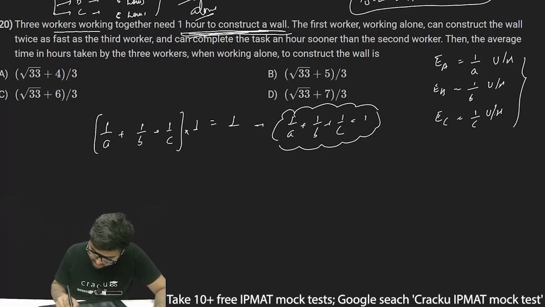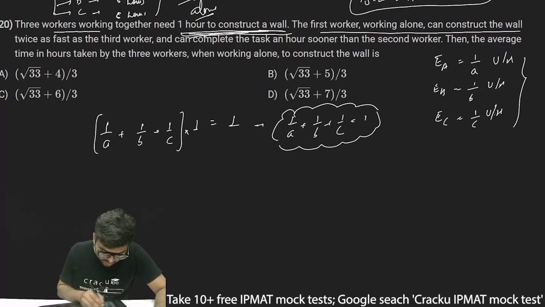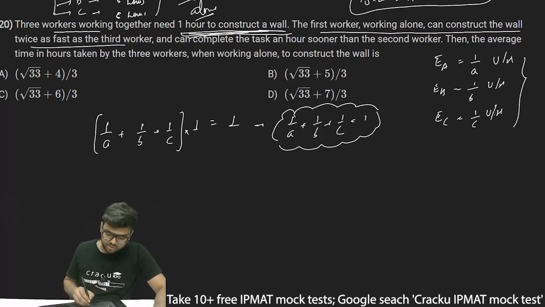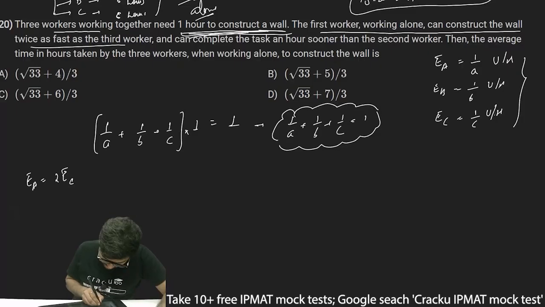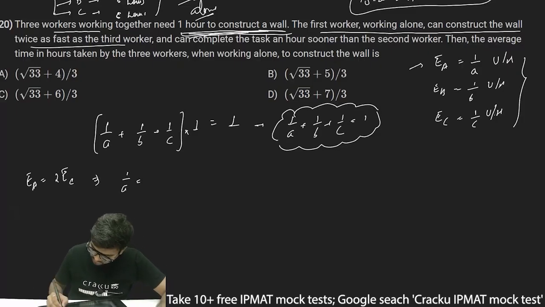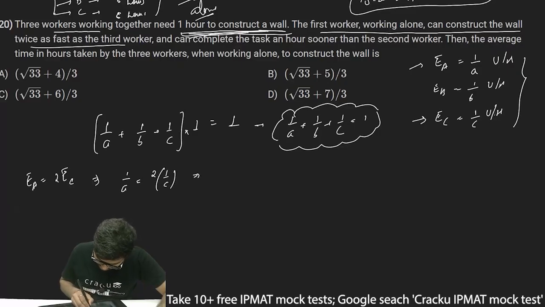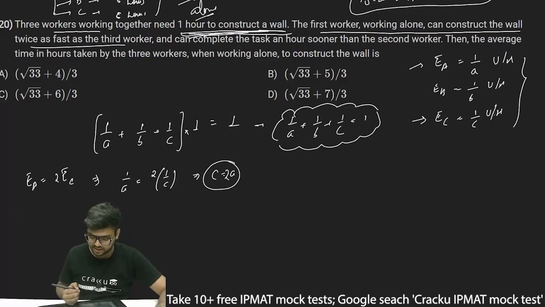Now further, this question is given: the first worker working alone can construct a wall twice as fast as the third worker. So what it is saying is basically the efficiency of A is twice as fast as the third worker. So efficiency of A is 2 times EC. So 1 upon A is equal to 2 into 1 upon C. This I can write as C is equal to 2A.